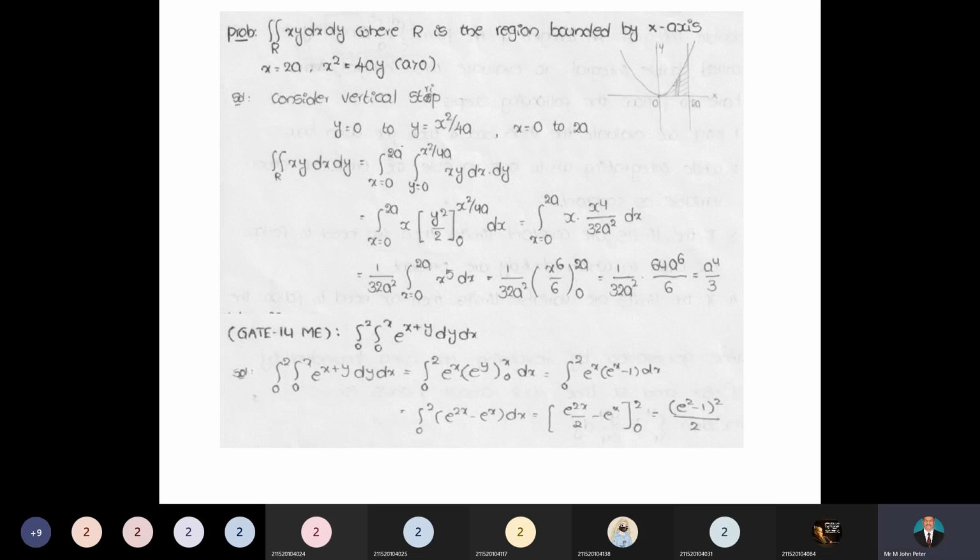1 minus 2 minus 1. So that is minus 1 by 2. Apply all, you will get (e power 2 minus 1) whole square divided by 2. It's like (a minus b) whole square, a equal to e power 2, b equal to 1. Expand it, surely you will get this value. E power 2 square is e power 4.